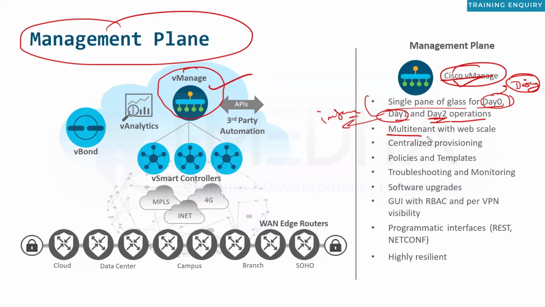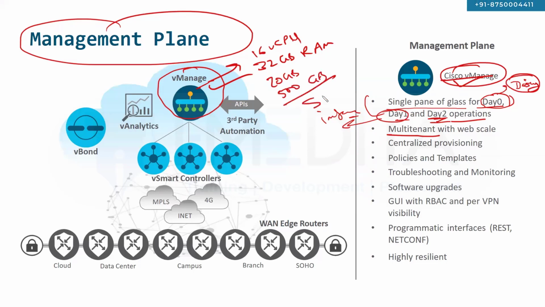Now the multi-tenancy is also supported here by vManage, and it was important to get that multi-tenancy feature supported. You know why? Because this vManage is the component that utilizes a lot of hardware. Let me give you the minimum requirement for the vManage deployment: 16 virtual CPUs, 32 GB of RAM. Then you have a requirement of one storage disk of 20 GB and another storage disk of minimum 500 GB, and all of them have to be SSD.